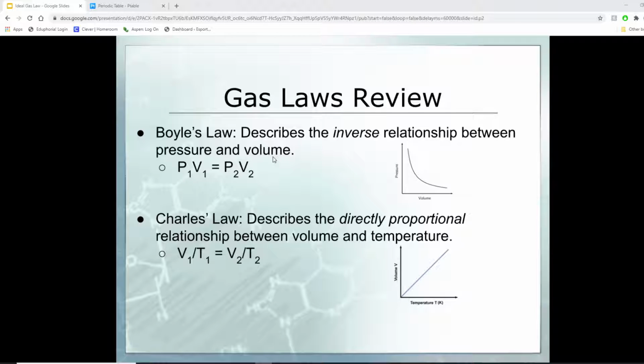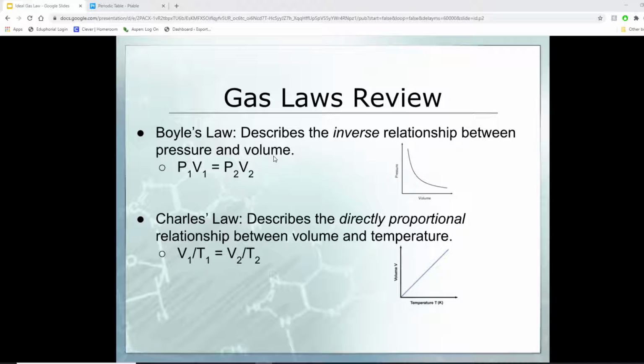All right, but first of all, let's go into a quick review. We have Boyle's law, which was the first one we talked about, and it's talking about the inverse relationship between pressure and volume. So as pressure increases, volume will decrease. If volume decreases, pressure increases, vice versa. Basically, when one of them goes up, the other one goes down.